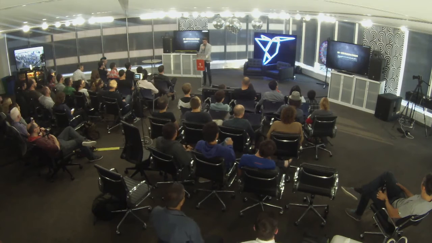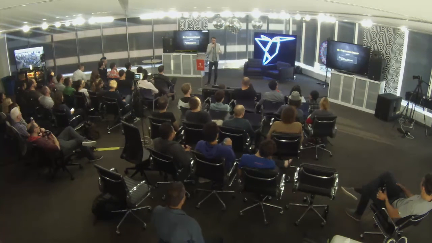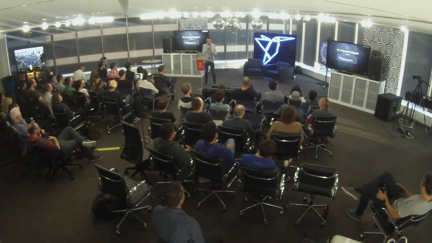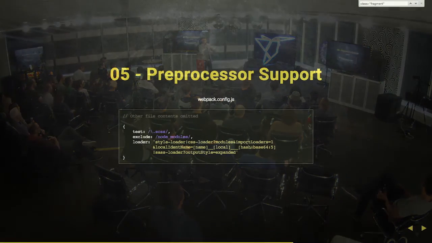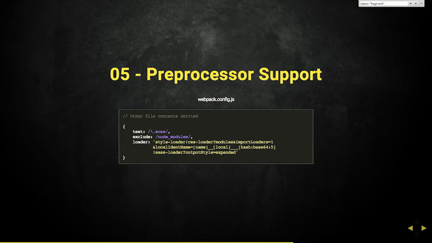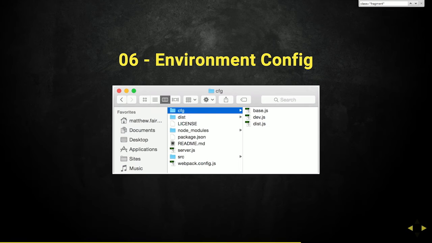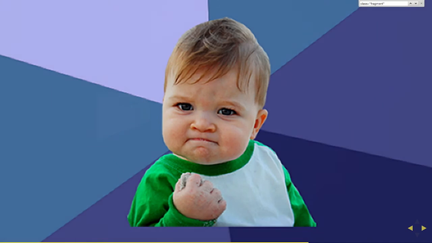Okay, and also in step 5 of the GitHub repo, I add preprocessor support as well. So if you're a big fan of things like SASS or Less, you can still use those tools as much as you like. And then lastly, the last step, I show you how to break up the project into a more build-orientated profile. So this is pretty awesome.